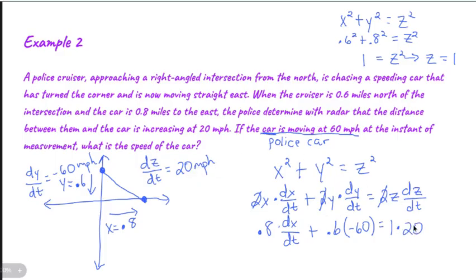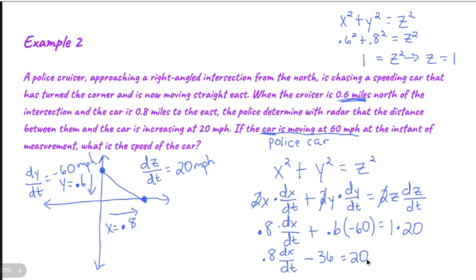We actually don't have to do any conversions. I didn't make mention of this, but the distances were in miles and the rates were in miles per hour. So that's good. So we got 0.8 dx/dt, and I'm actually going to run out of room, so I'll probably talk through most of the work. 0.6 times negative 60 would be minus 36. So I'm going to just go ahead and put minus 36 here. And of course, 1 times 20 is just 20.